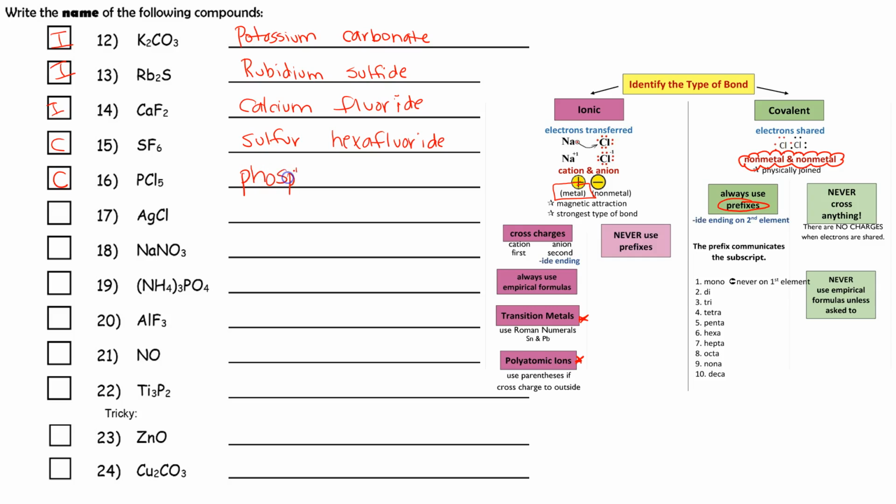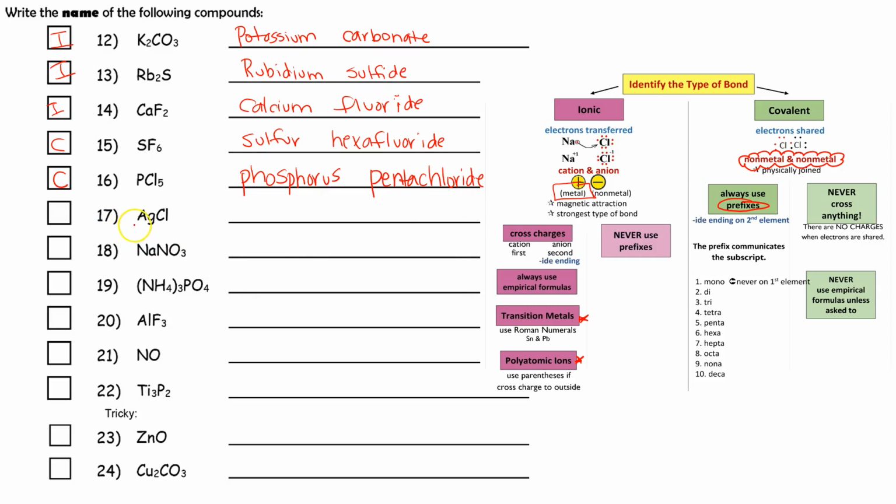So I'm going to have phosphorus. The subscript of 5 is penta, so I'm going to have penta. Now I'm going to name the second element with an IDE suffix, chloride. Let's go to number 17.